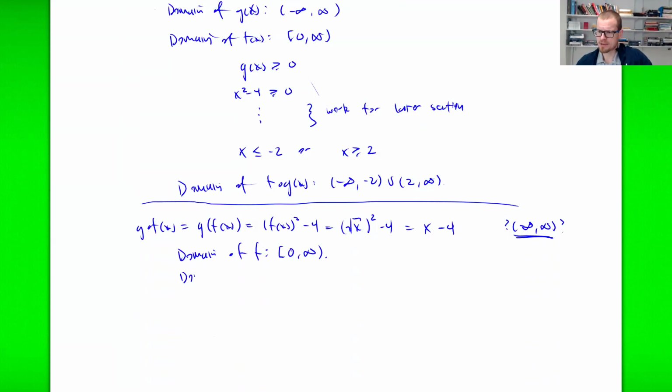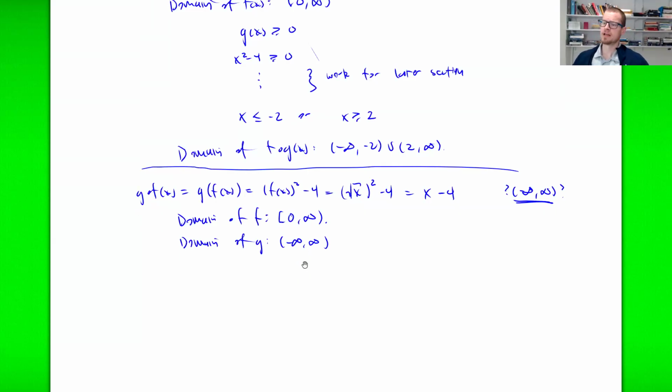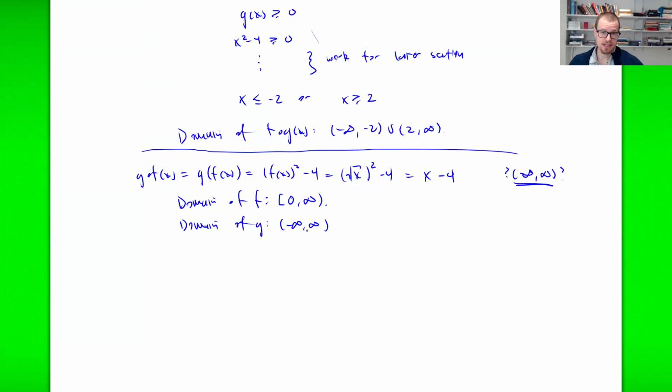So now I consider the domain of G. The domain of G is all real numbers from negative infinity to positive infinity because it is the polynomial x squared minus 4. No radical, no even radical of a negative number, no division by 0. Plug in whatever I want. So whatever I get out of F, can I plug it into G? Of course I can. So there are no further restrictions.